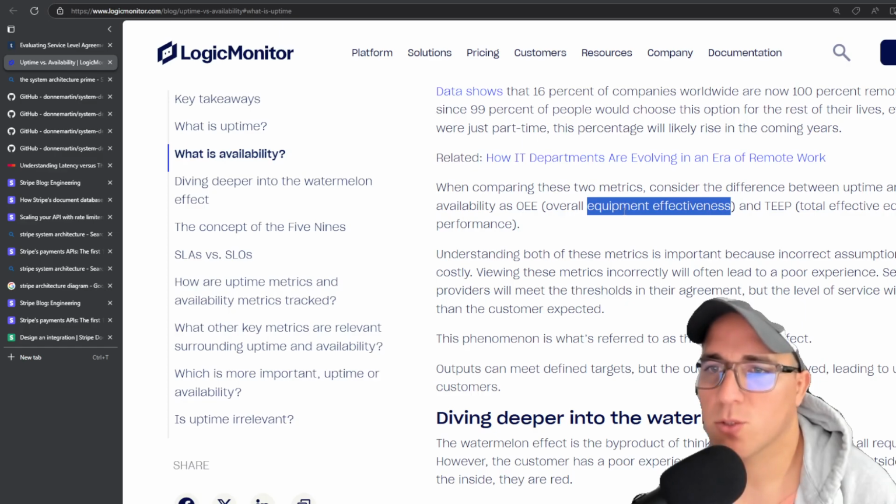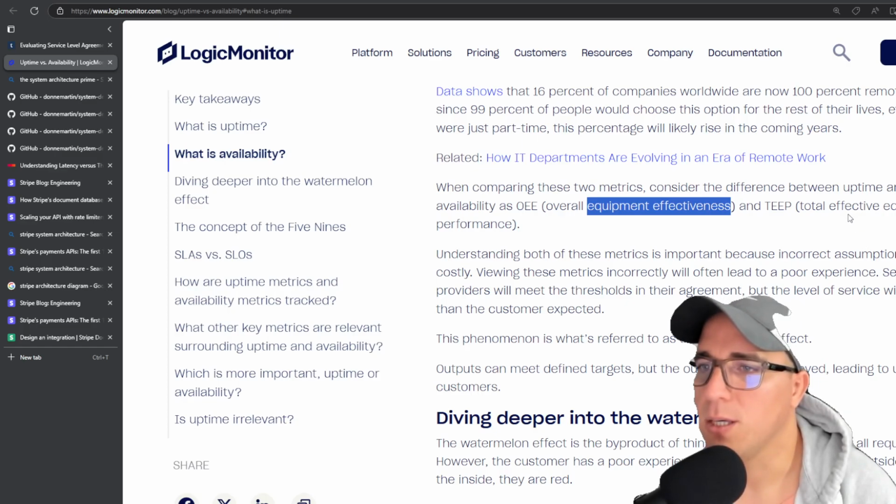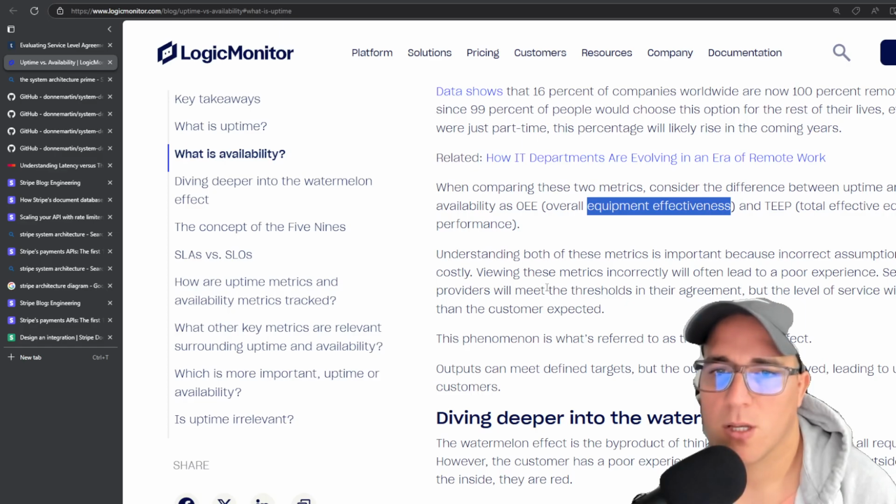I never heard about this word before. And TEEP, total effective equipment performance.